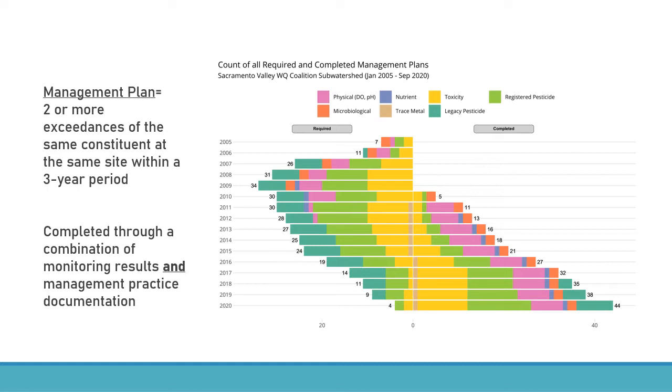You can see in the earlier years, when the monitoring program was just getting going, a lot of management plans were triggered. However, since the peak of 34 in 2009, the number of management plans have gone down, and the number of completed management plans has grown. As of September 2020, the coalition only has 4 active management plans and has completed 44 management plans. And this is all because members have employed good practices resulting in good monitoring results.